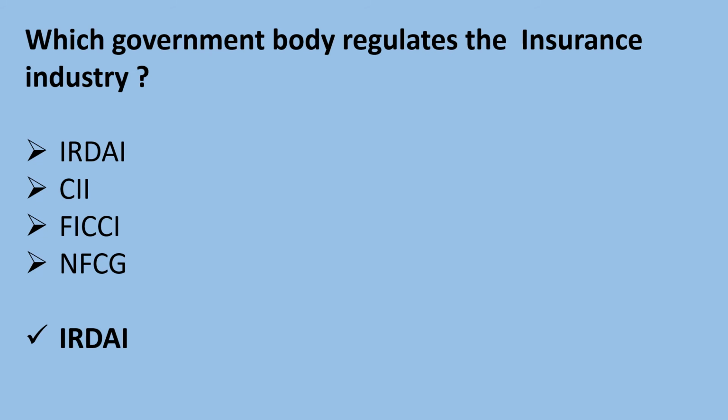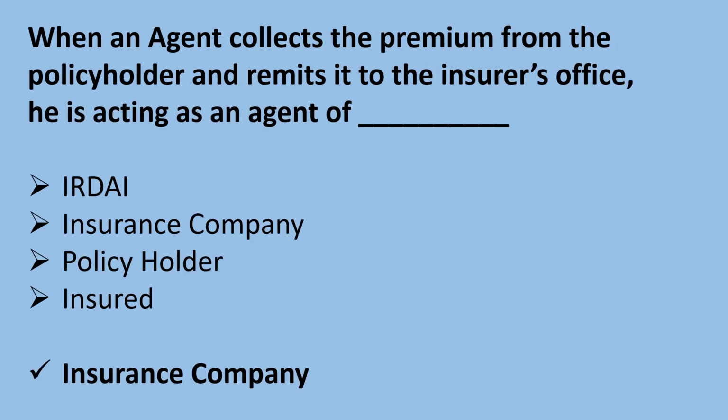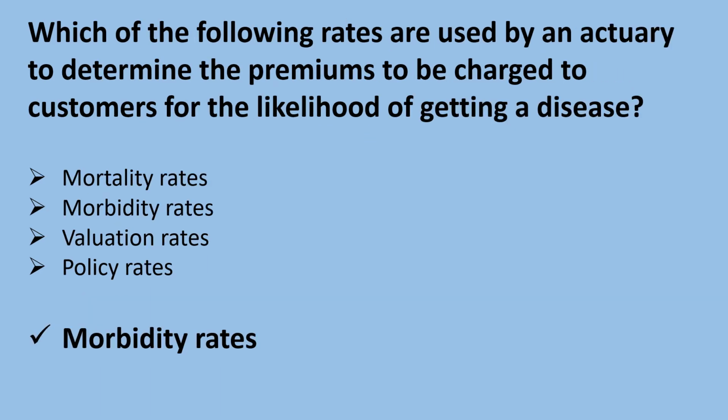The government body that regulates the insurance industry is the IRDAI. In case of marine insurance, the term representing the body of the ship is hull. When an agent collects the premium from the policyholder and remits it to the insurance office, he is acting as an agent of an insurance company.